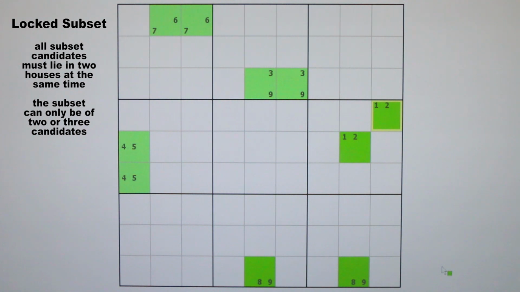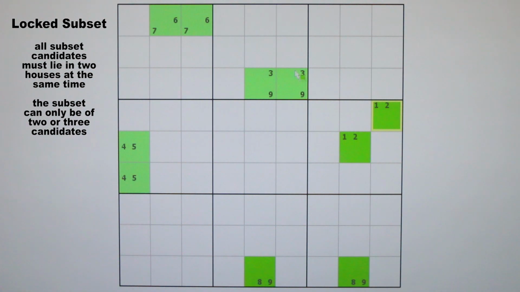A locked subset is one that is contained within 2 houses at the same time. It lies in the intersection of 2 houses, either within a row in a block or within a column in a block. Let's take a look at some examples. Here we have a 7 and a 6 and a 7 and a 6. 2 candidates in 2 cells. So that is a naked pair. But not only does it lie in row 1, it also lies in block 1. So we call that a locked pair.